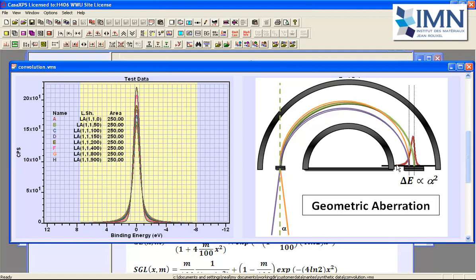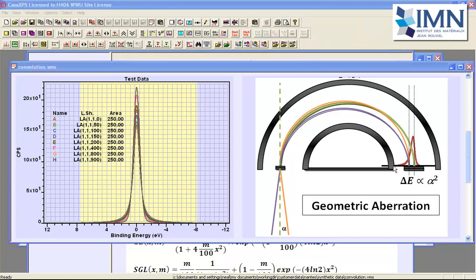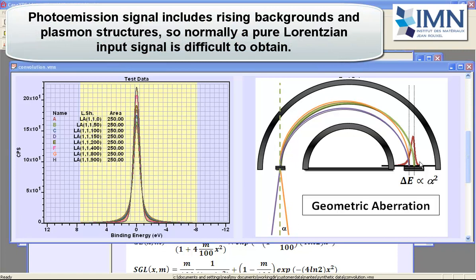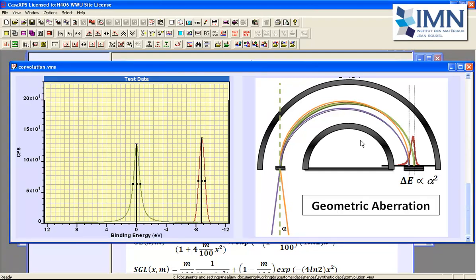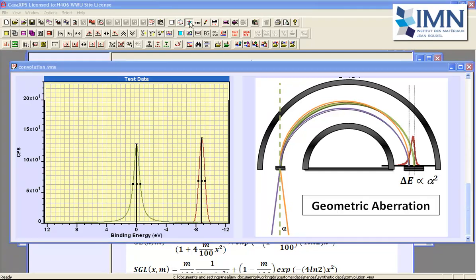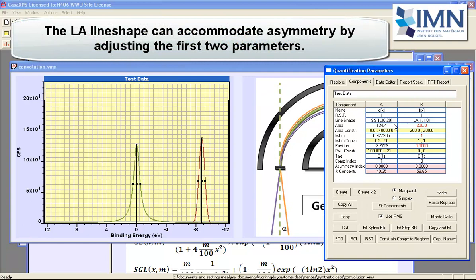Hence, rather than having a pure Lorentzian shape as the input to the detector, what we have is something that might be more asymmetrical. Potential differences in the shape for the input signal can be accommodated by the LA line shape by virtue of the use of a convolution. That's to say that the first 2 parameters define the shape for the input signal, which is then convoluted with a Gaussian representing the response of the detector to this input signal. So if we look at the LA line shape as a convolution and look at the 2 response functions, we can see how the LA line shape accommodates the potential for asymmetry in the input signal.